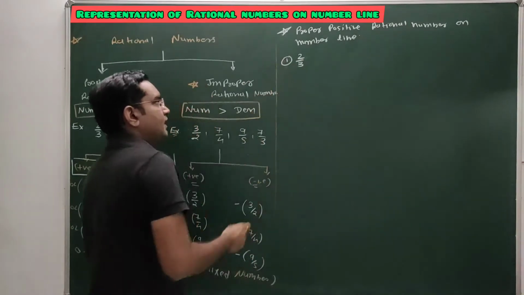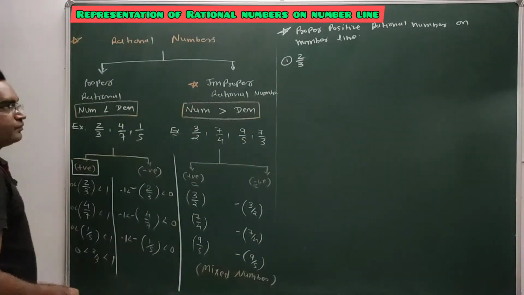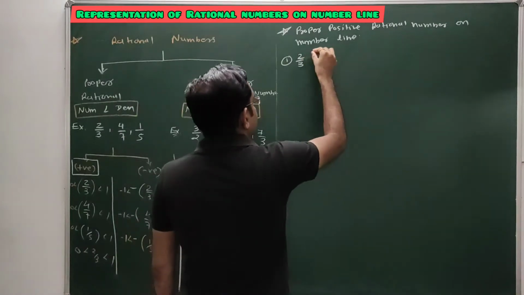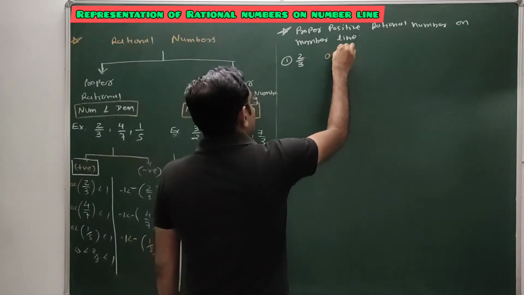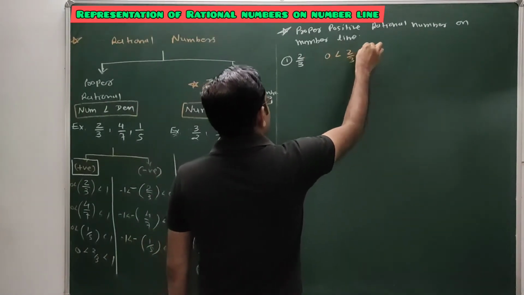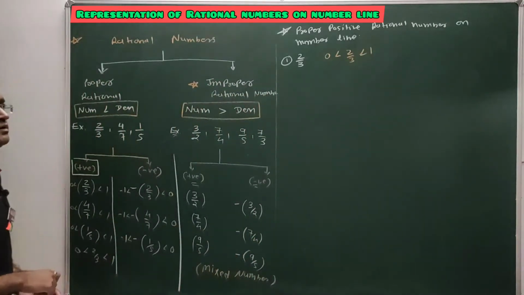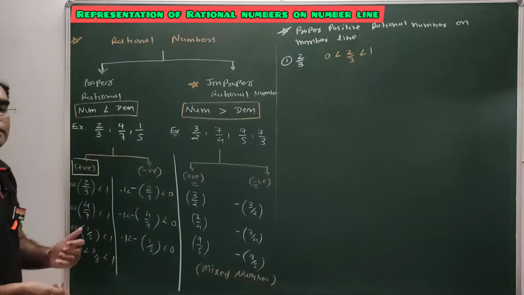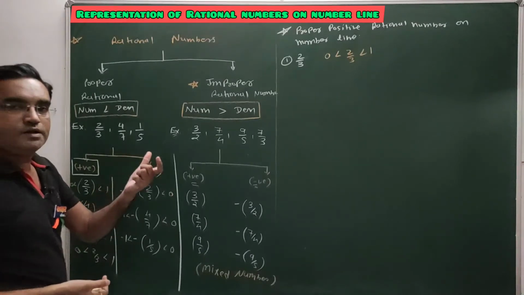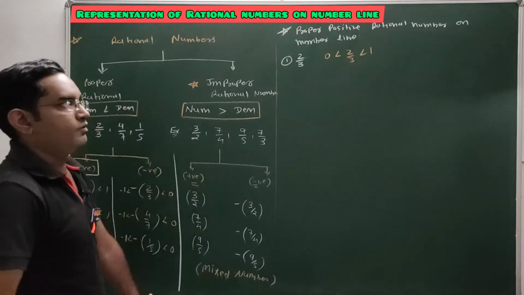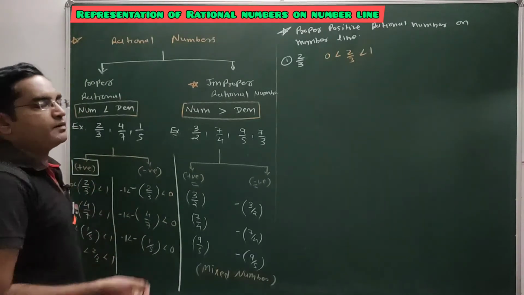So that number lies between 0 and 1. So you have to write first step. This given rational number 2/3 lies between 0 and 1. Given proper positive rational number, which two integers on the number line will it lie between? Between 0 and 1. We just have to represent it on the number line.